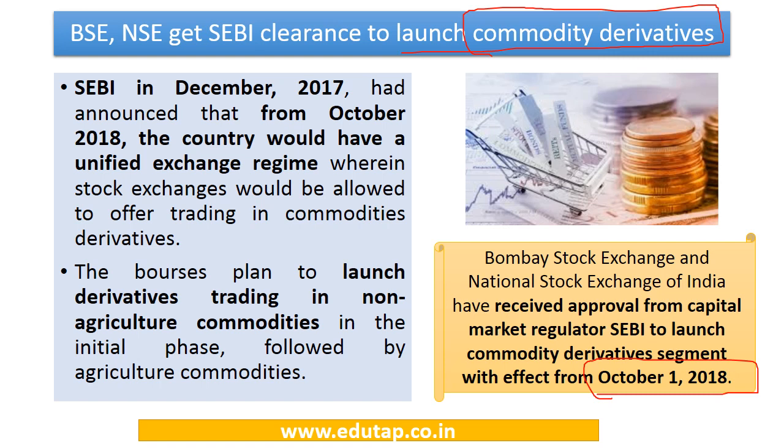Now, in December 2017, SEBI announced that from October 2018, the country would have a unified exchange regime. This is very important, because this unified exchange regime would mean that stock exchanges would be allowed to offer trading in commodity derivatives. So you do not need to establish a separate commodity derivative exchange. The stock exchanges themselves will be allowed to trade in commodity derivatives. So with this purpose in mind, SEBI came out with this announcement, and the stock exchanges plan to launch derivative trading in the non-agricultural commodities in the initial phase, followed by the agricultural commodities.